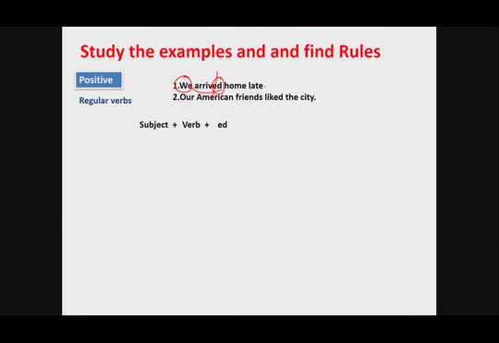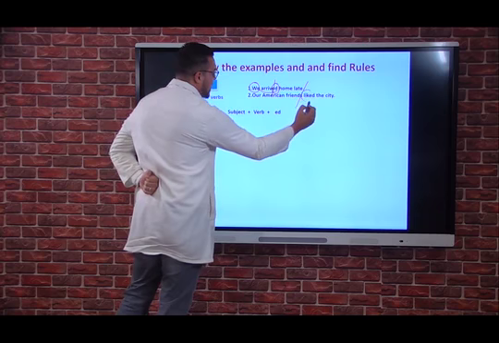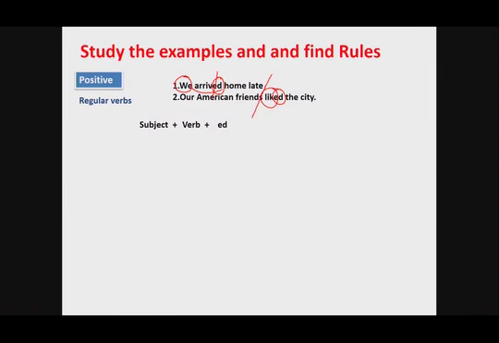Next example, our American friends. This in here is the subject plus the verb like plus ed. Subject pronoun, verb plus ed to make the simple past of regular verbs. Let's see another example. We went to the party. Full stop. I have this statement in here. We went to the party. Subject pronoun. Where is the subject pronoun in here?